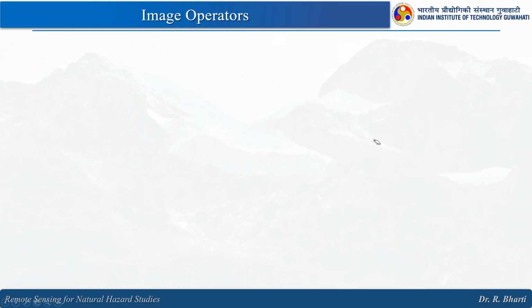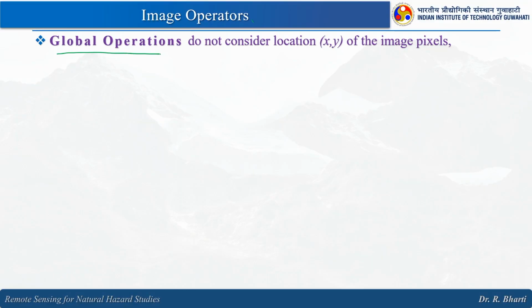This particular portion is not explained here because of the limitation of this particular course. Here we do not have the scope of covering all the basic processing. However, all these details are available in my other NPTEL course, that is remote sensing and GIS. If you want, you can refer to those lectures. So, the first one is the global operation. This does not consider the location of the image pixel.